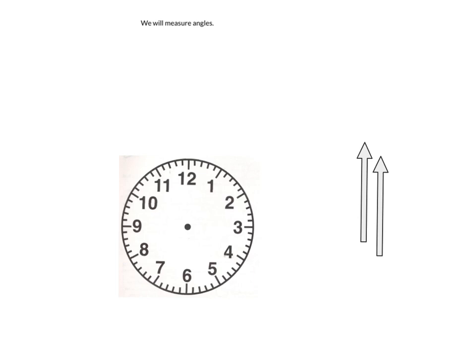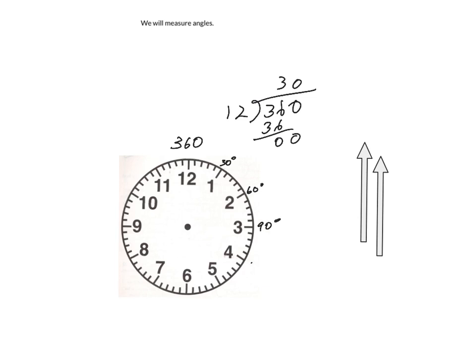Now, I want to look at the clock for a minute. When we look at a clock, we have 60 minutes, but we can imagine this as 360 because it is a circle. And when we look at the numbers, we have 12 numbers, 12 parts. So if we say 360 divided by 12, 12 goes into 36 3 times. So it'd be 30 degrees. That means that this is 30 degrees, 60, 90, 120, 150, 180, which is our straight angle.